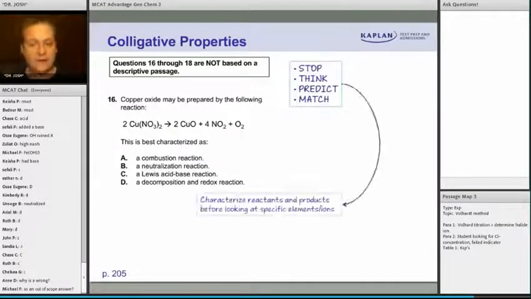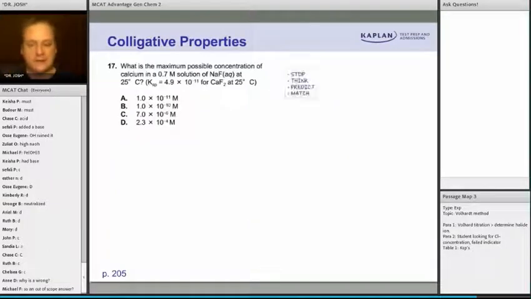Win-win. Number 16, we have ourselves a nice little decomposition and redox reaction. We can see one product into many, and we can see the electrons moving. It's not combustion, there's no CO2. It's not neutralization, there's no acid and base. It's not Lewis acid and base. We're not taking two molecules and fusing them together by sharing their electrons. All we're doing is taking one and making multiple. So number 16 is D.